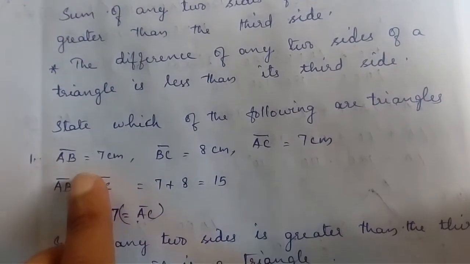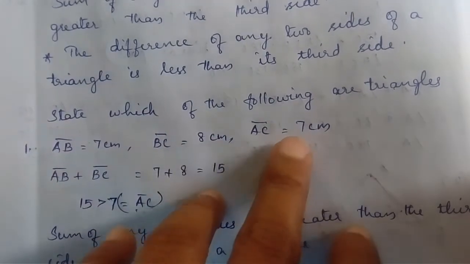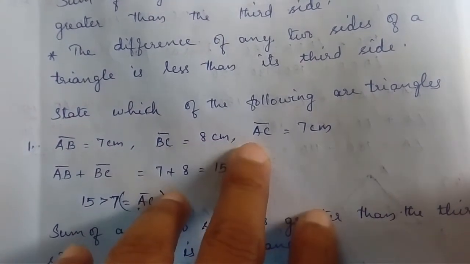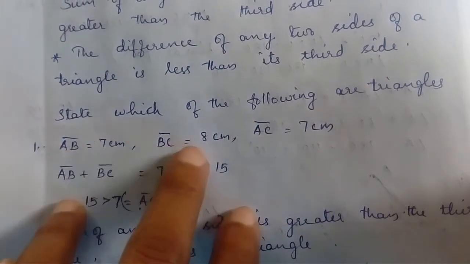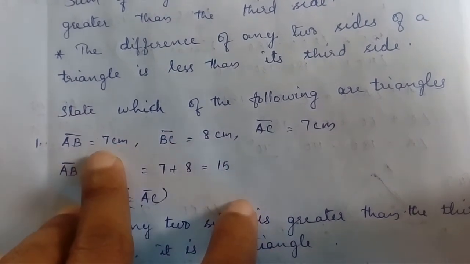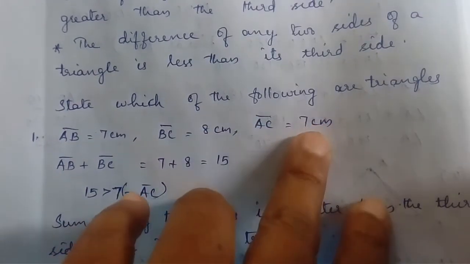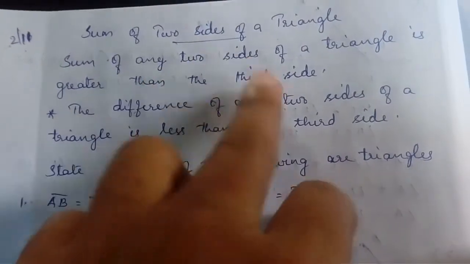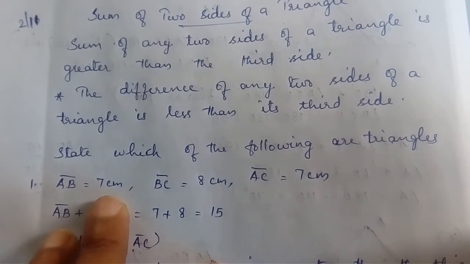Here we can see one question: AB equal to 7 cm, line segment BC 8 cm, AC 7 cm. We have to check whether these measures belong to a triangle. For that we can take any two sides. First we are considering AB and BC. When you are adding these two values, 7 plus 8, 15. It is greater than the third side 7. So according to the given condition, we can say these sides belong to a triangle.